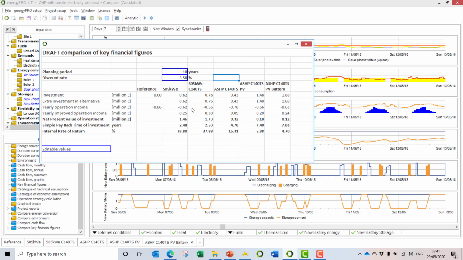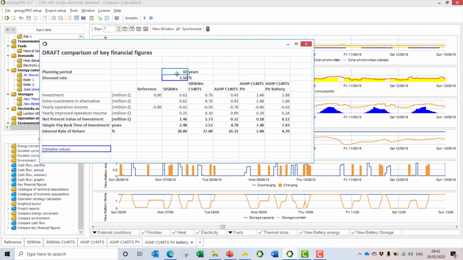And then we can see the changes in operational income. So in each case we're saving a few £100,000 a year, obviously varies between the options. And then we can see our net present value based on that discount rate. So actually the best one is the CHP with the thermal store. We can see the simple payback time, so anything between 2.5 and 8 years over here, and then also our internal rates of return and how those vary.